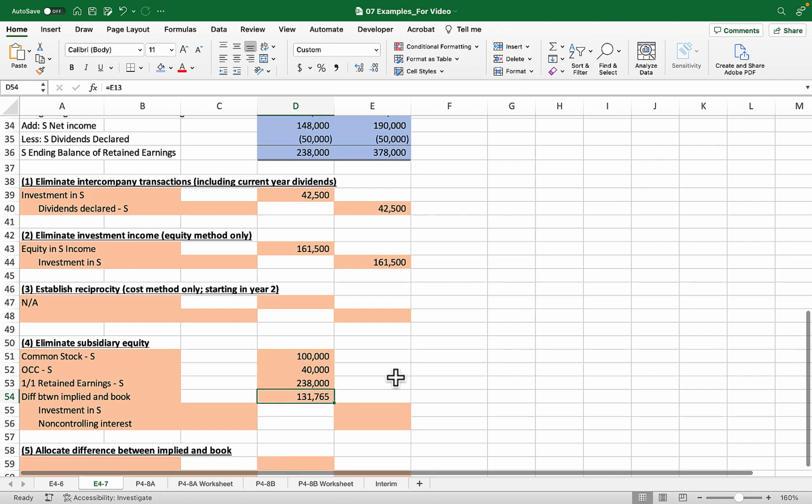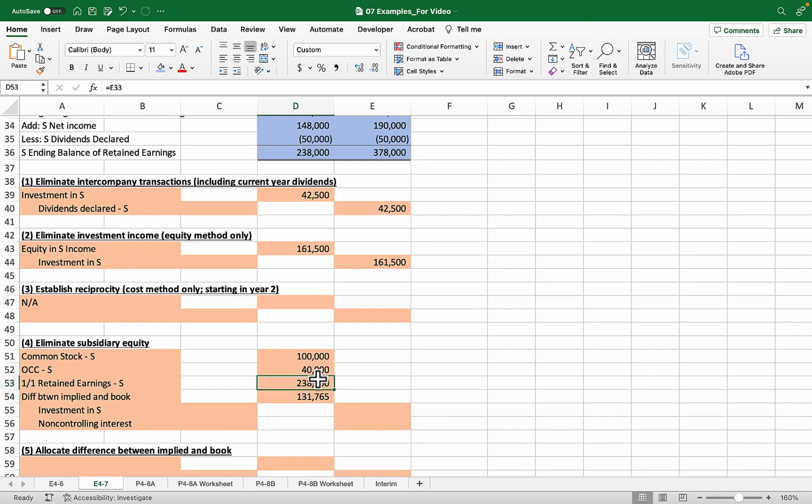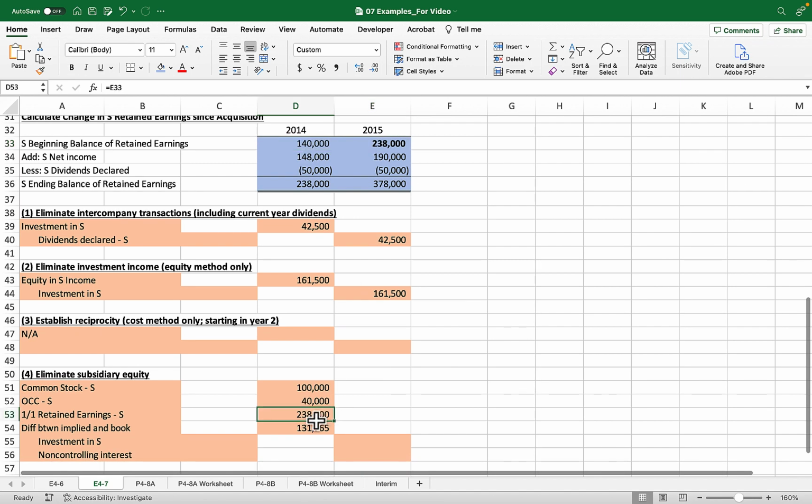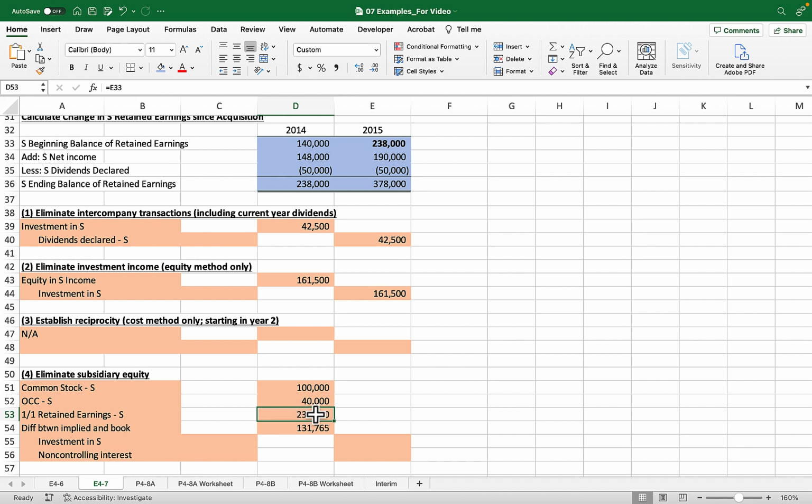All right, now because this number has changed, you can see it's increased over time from the date of acquisition till now. We're going to need to take the difference there and allocate it between our investment in S and our non-controlling interest to make sure that this continues to balance. So nobody likes this calculation, and I apologize in advance. Okay, so what we're going to do is we're going to start with investment in S.